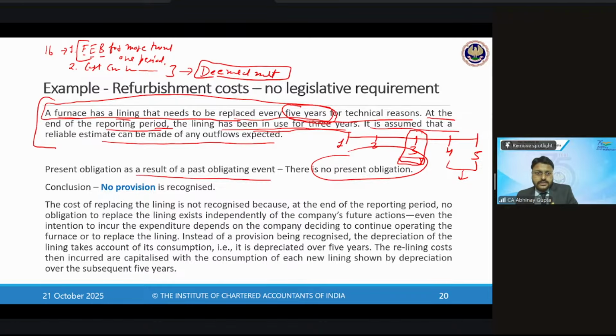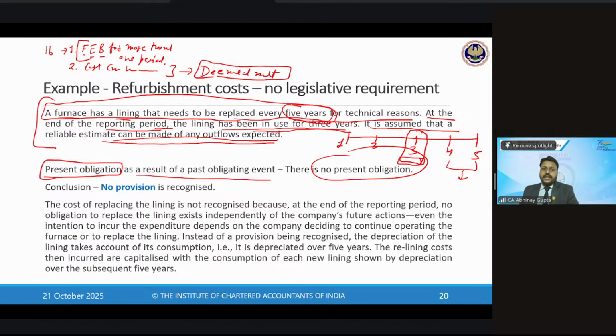It is assumed that a reliable estimate can be made of the outflows expected, right? So the company knows that by the end of year 5, how much amount we need to incur. That is, a new lining needs to be purchased from the vendor and installed. So what is the cost of the new lining? That is easily available from the vendor quotation. And what are the installation charges? That is also easily available from the contractor. Summation of the two will be the cost outflow. Yes or no? Yes. Now, in this case, whether there is a present obligation.